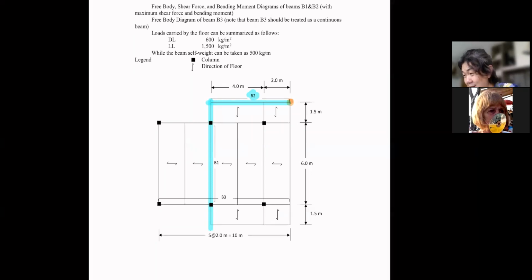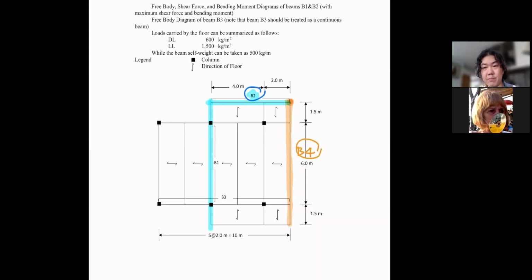And then when you look at another side, there's also this beam. I don't even have the name for it. 1, 1, 2, 3. So let's call that one B4. Right now, B2 and B4 do not have any support.